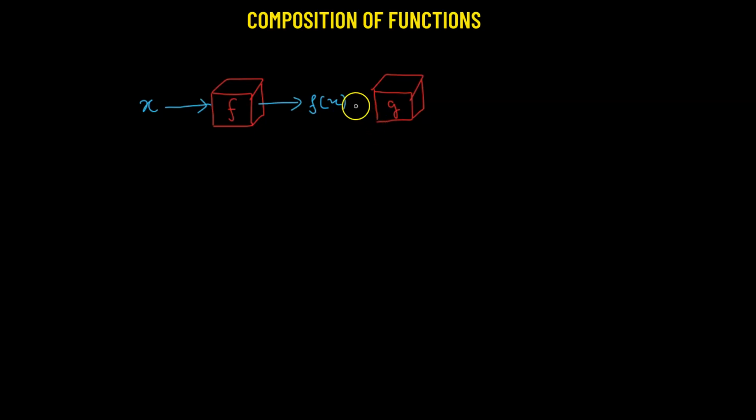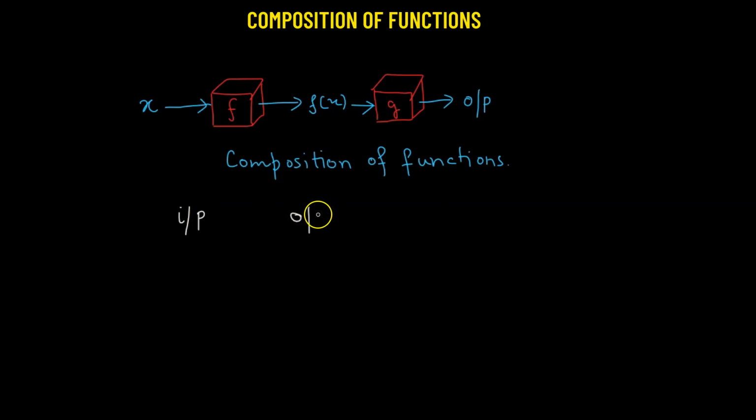And what if we are to feed in the output of the function f as the input, and this is going to give us a new output. So what we have done here is composition of functions. So if we have the input and the output, so we feed in x to our first function f and gives us the output f of x.